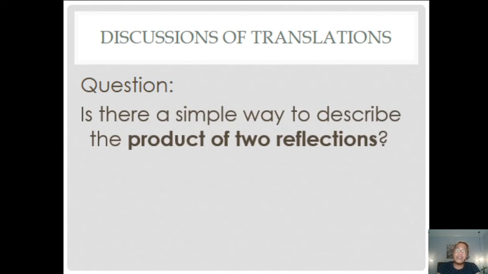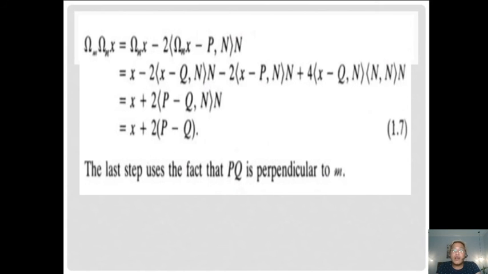Okay, now we have here a question. Is there a simple way to describe the product of two reflections? The product of two reflections depicts the translations, of course. So we have here omega sub m times omega sub n of x is equal to omega sub m of x minus 2 times the inner product of x minus q and n times n. So it gives you x minus 2 times the inner product of x minus p and m times m minus 2 times the inner product of x minus q and n times n plus 4 times the inner product of x minus q and n times the inner product of m and n times m.